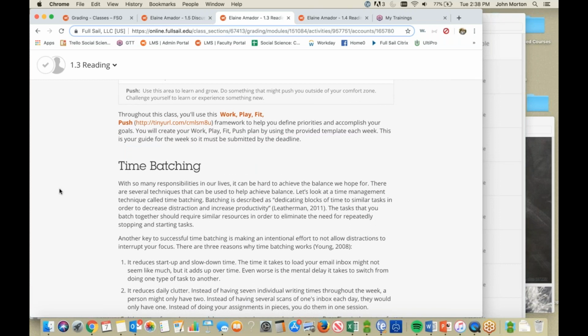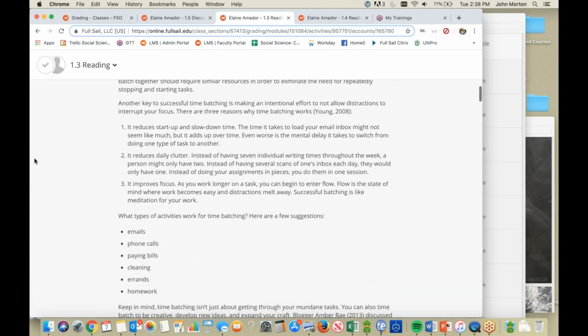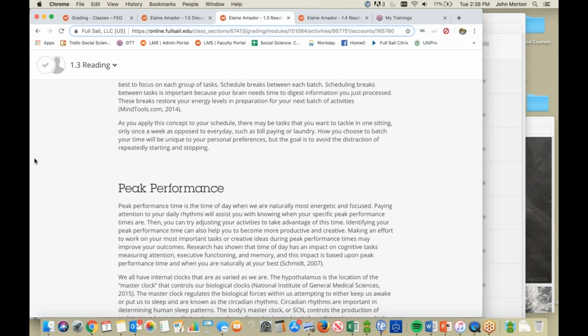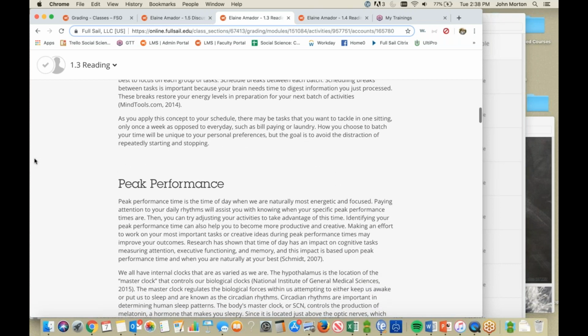And when we ask you to discuss topics, we're looking for words like this: time batching. You can see it's in a big bold font. Time batching is one of the topics from this reading. Then you can go in and look underneath and see what it talks about. Peak performance is another one. It's a great topic you can talk about.